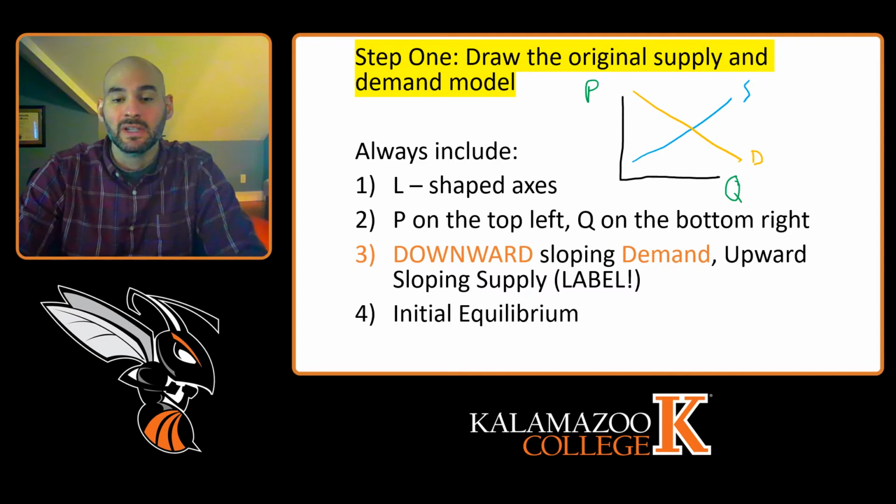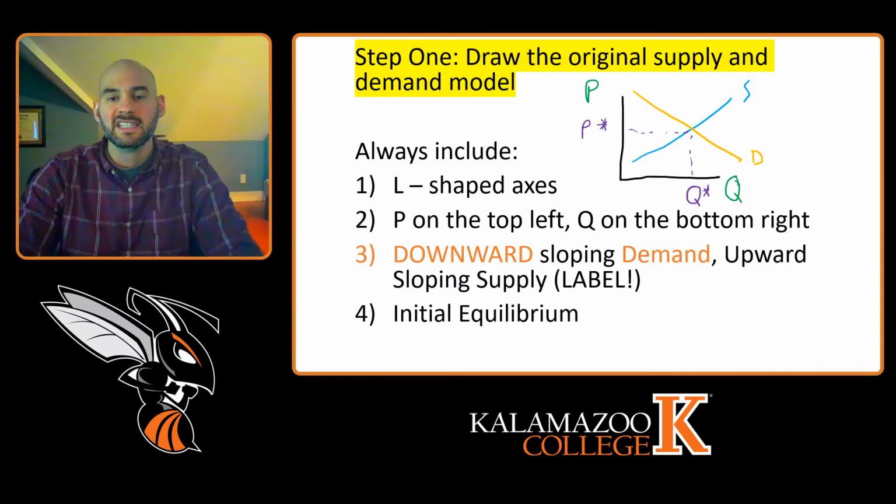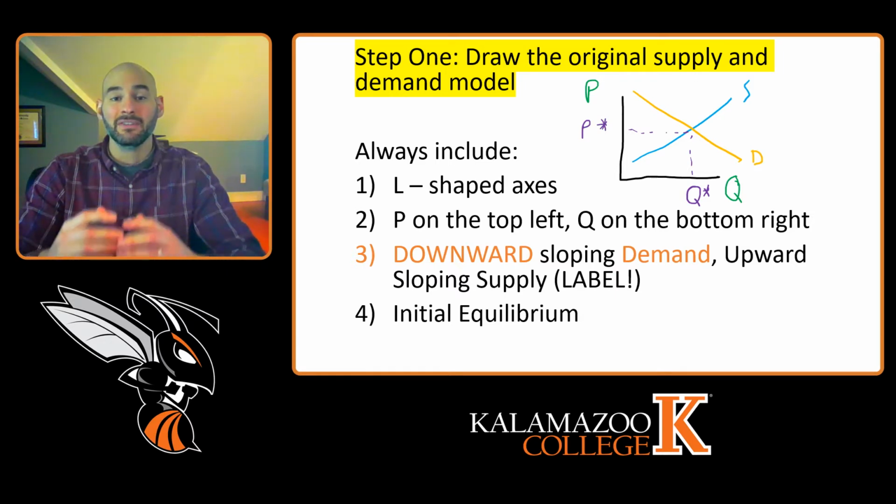Lastly, we want to consider our initial equilibrium. So we're going to draw a dashed line down and find our Q star and a dashed line to the left and find our P star. So this is always going to be the first step in analyzing a supply and demand problem.